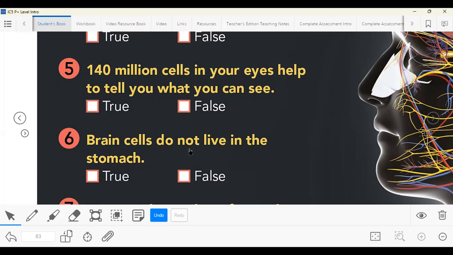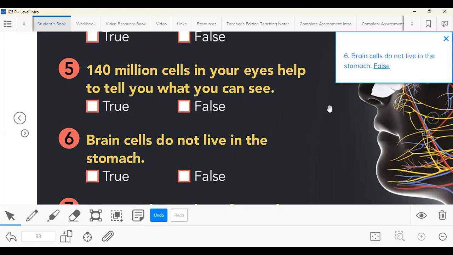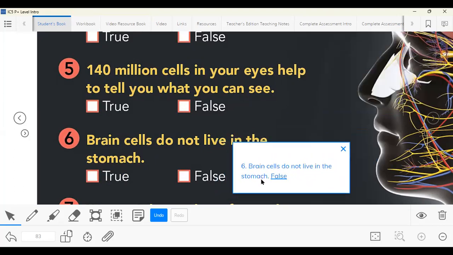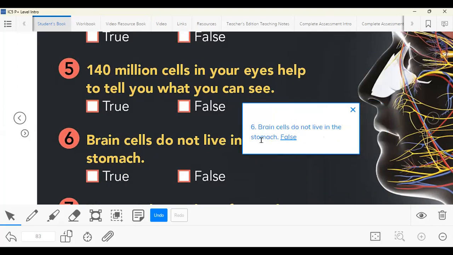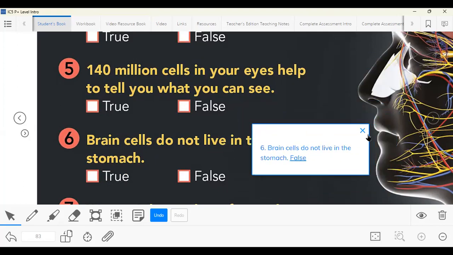I don't know, teacher. False. You think it's false? I think it's true. But let's see. Ah, yeah, you're right. Brain cells don't live in the stomach. Look, I didn't know. Okay.